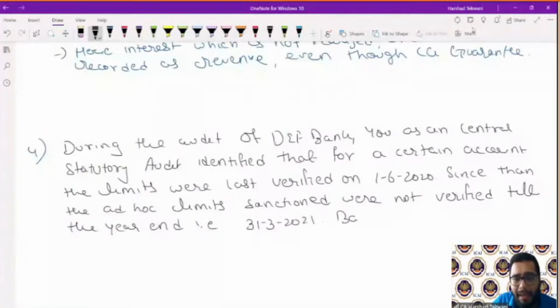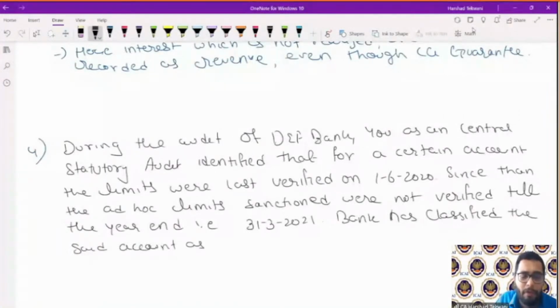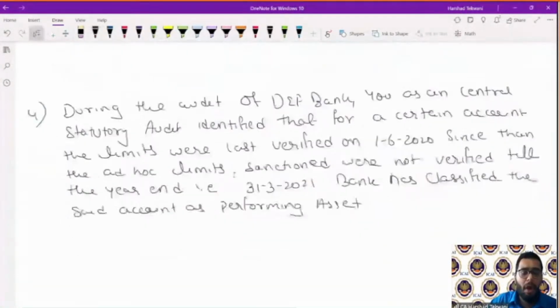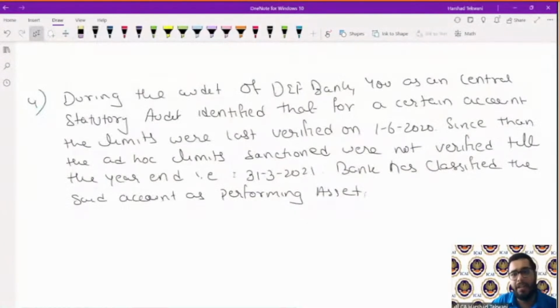Now, the bank has classified the said account as a performing asset. You need to guide the bank whether this classification of performing asset is correct or not. Okay. You need to guide and provide whether this classification is correct or not.